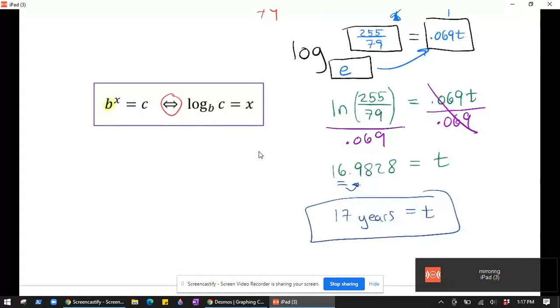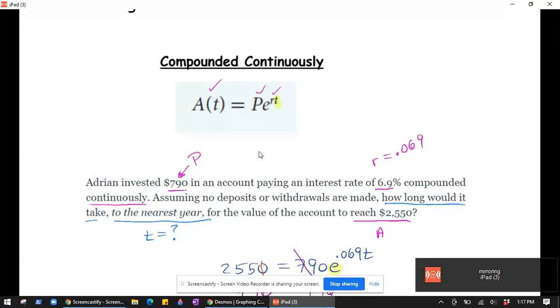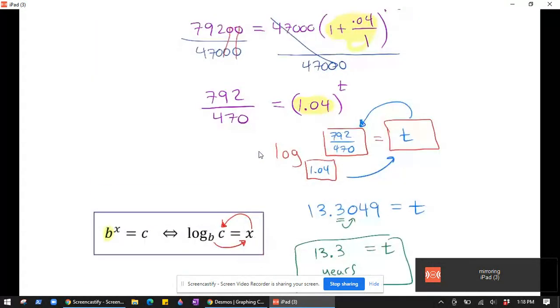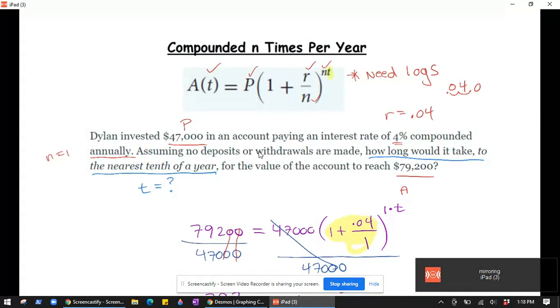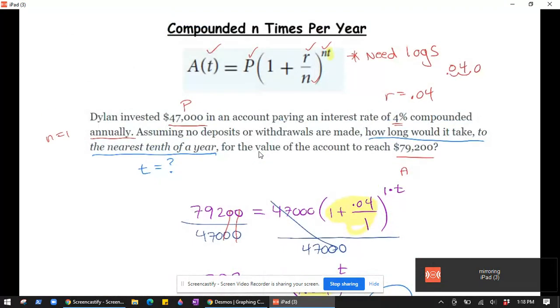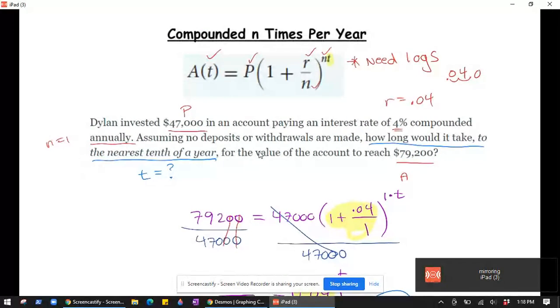Okay, so we've done 2 examples, one with this PERT equation, which essentially involves this ln expression. And we did one involving the compounding a particular number of times per year, which involved a regular log. So give these problems a shot, and good luck.